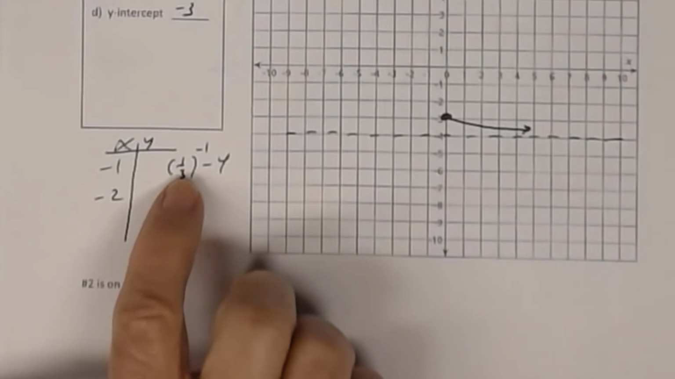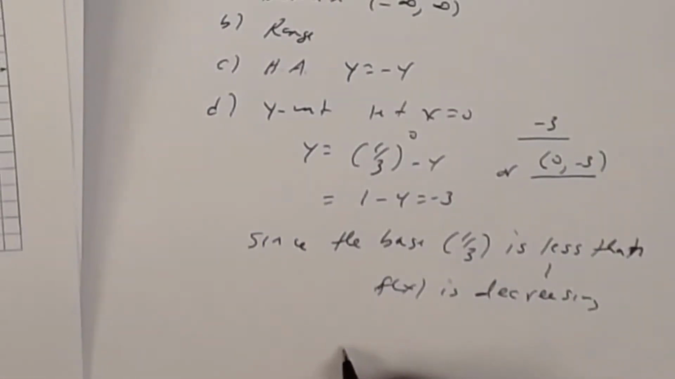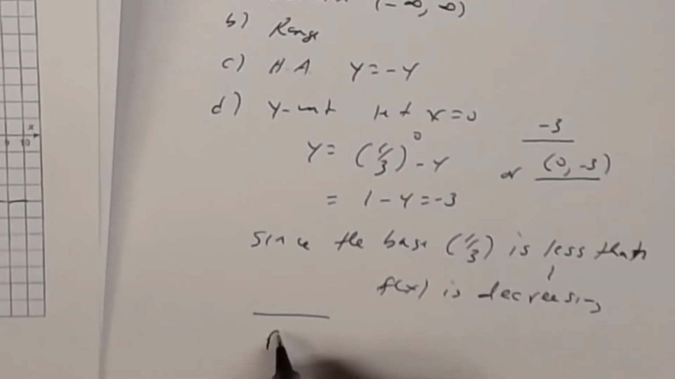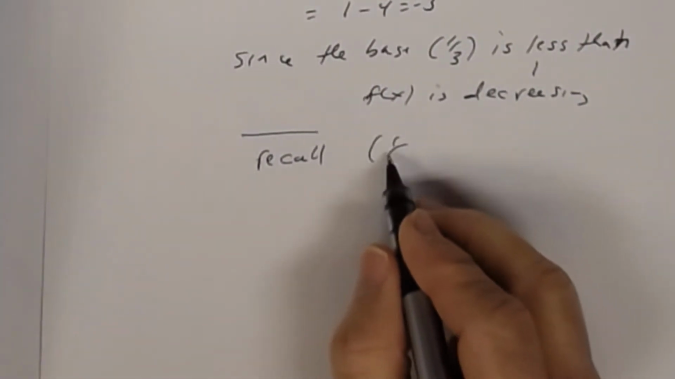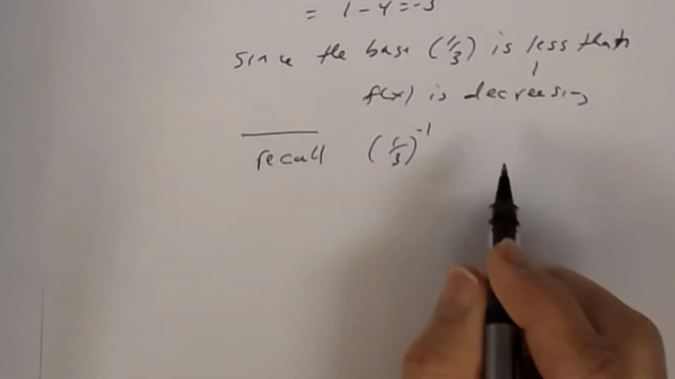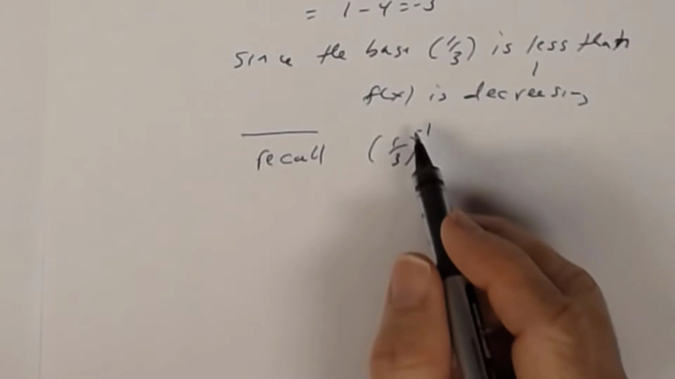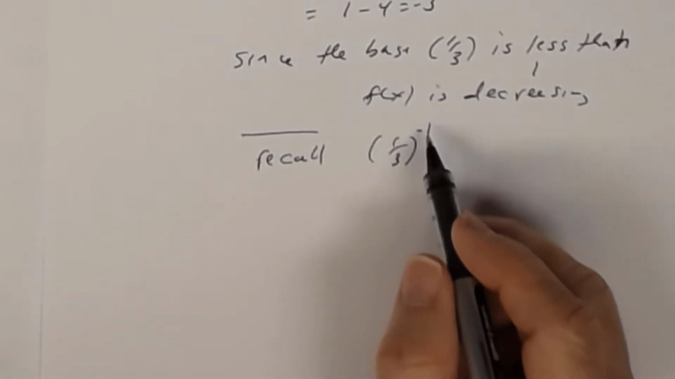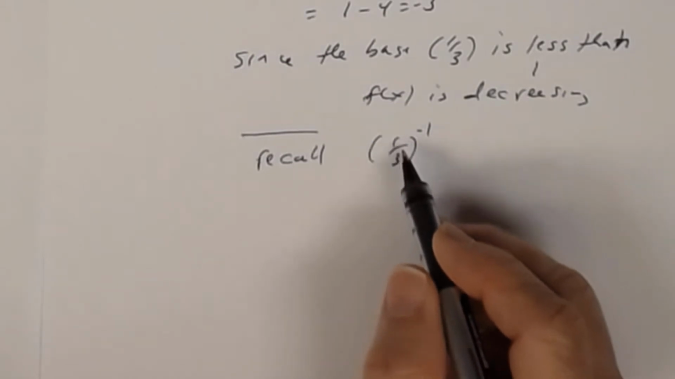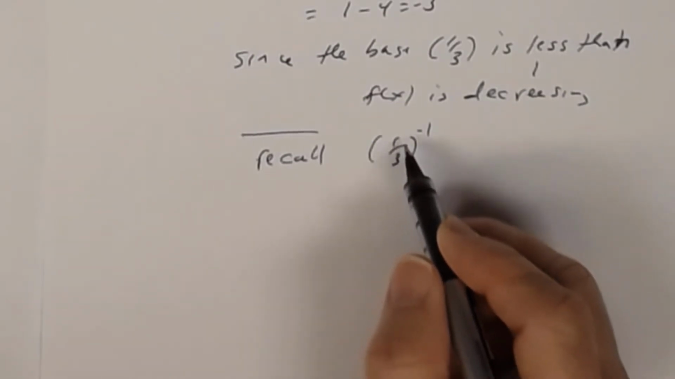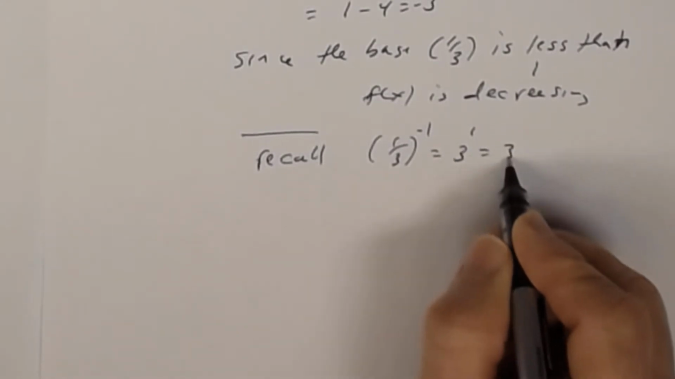You had these ideas in a previous course. Remember, recall 1/3 raised to the -1 power, or any negative power. Since that exponent is negative, you want to make that exponent positive. One way to make that exponent positive, since I have a fraction here, is to take the reciprocal of that fraction. Well, the reciprocal of 1/3 is 3, so I get 3 to the first power, which is 3.